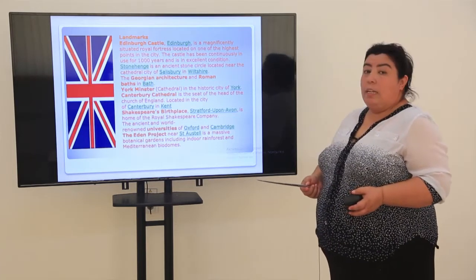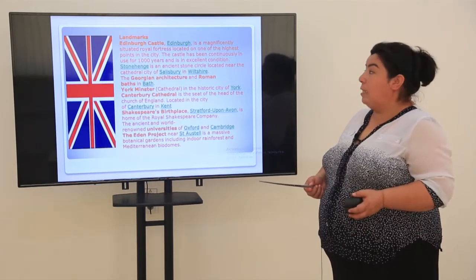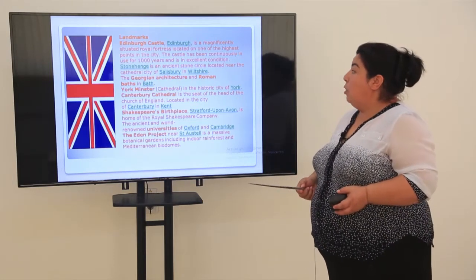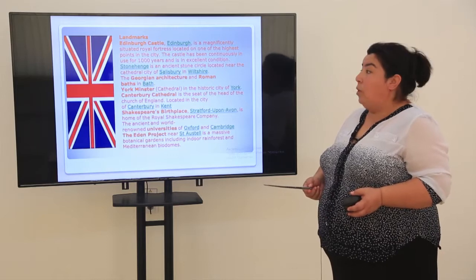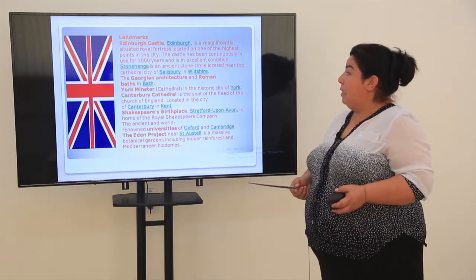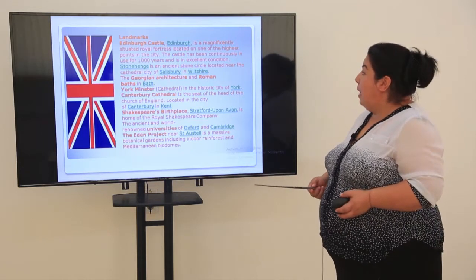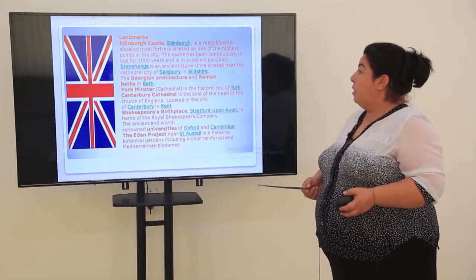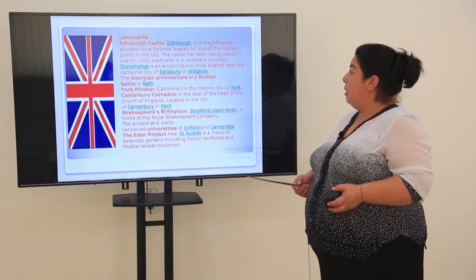Landmarks: Edinburgh Castle. Edinburgh is a magnificently situated royal fortress located on one of the highest points in the city. The castle has been continuously in use for 1,000 years and is in excellent condition.